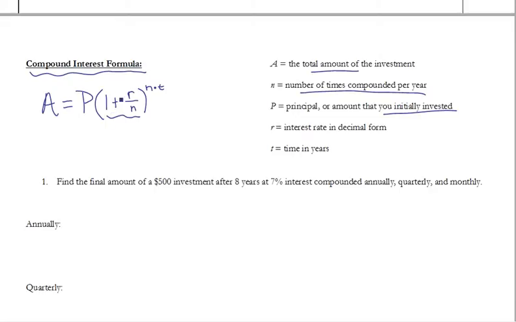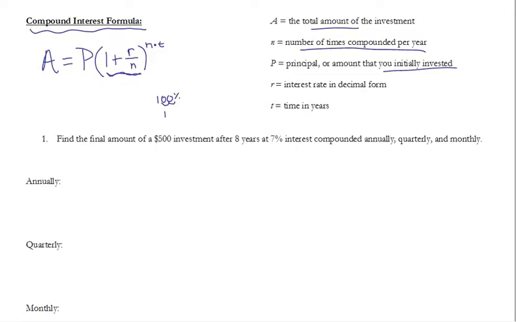And the reason you add it to 1 is because you want to add it to 100% of your money that you have already. So you're adding your interest to what you already have. And that's what that is when you add it to 1. Okay, because think about 100%. The rate of 100% is 1.